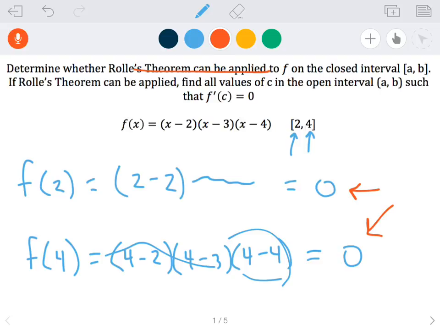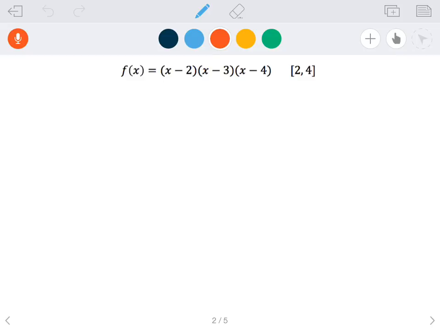We've checked that. So if Rolle's theorem can be applied, find all the values of c. That's just asking for the x values. It's asking what x values in the open interval, so I'm not checking the endpoints, such that the derivative is equal to 0. So I've got to find the derivative of this function, set it equal to 0, and solve for x. That's all there is to it. I do need to check and make sure that whatever x values I get fall within that interval that I care about. So to take the derivative of this function, I've got some options.